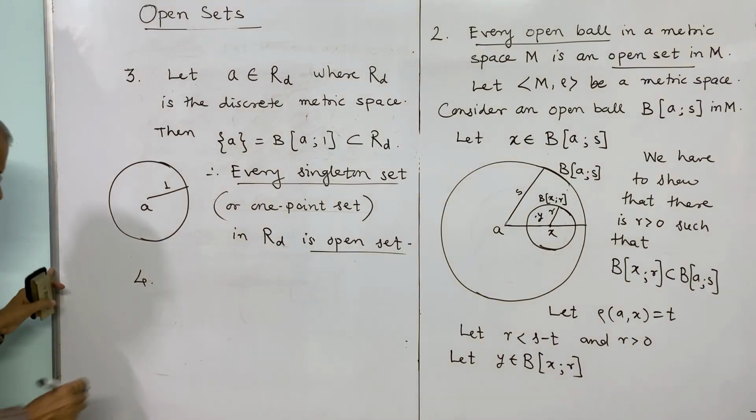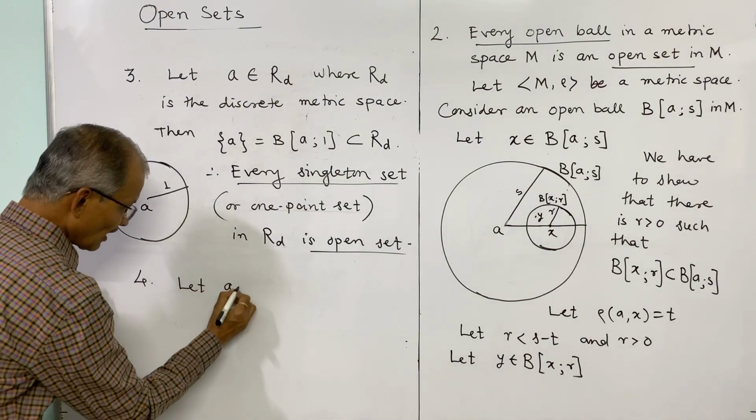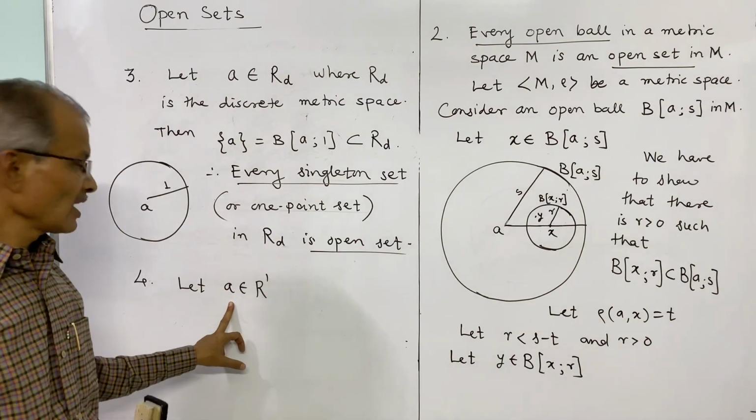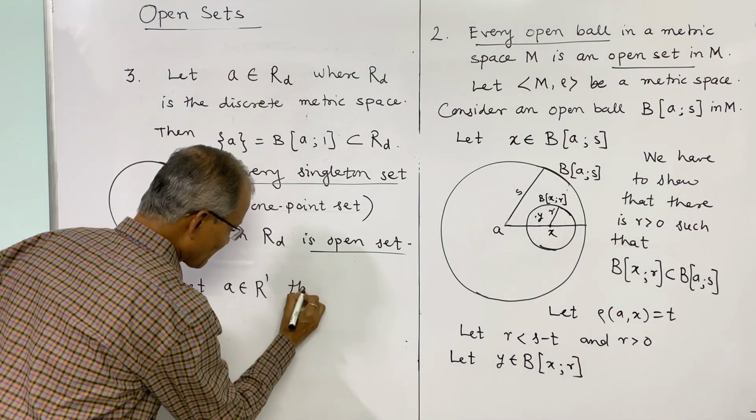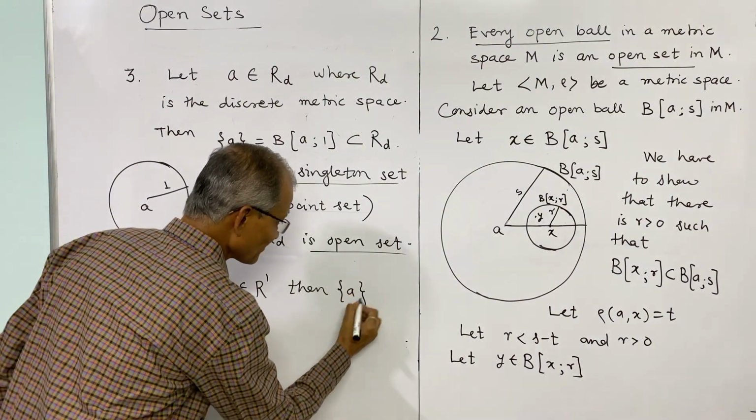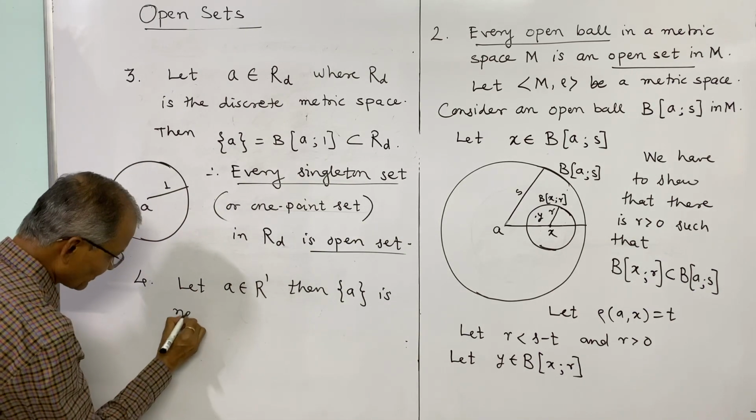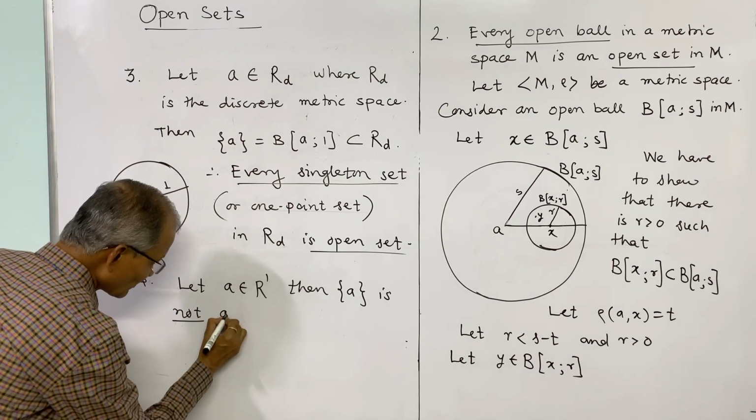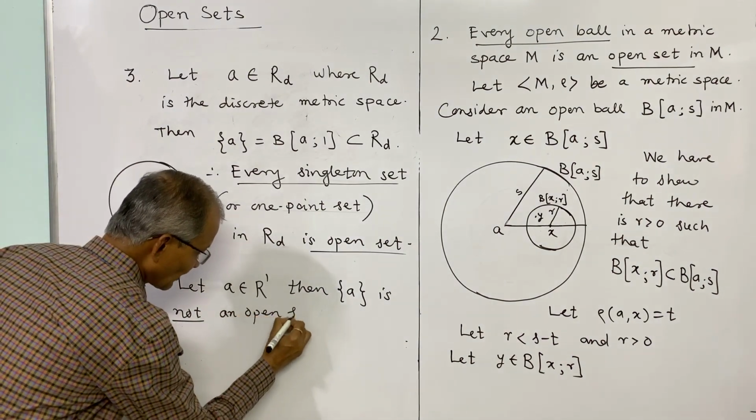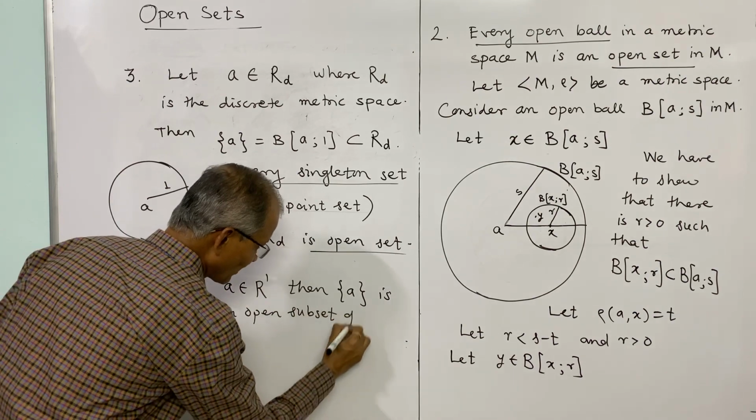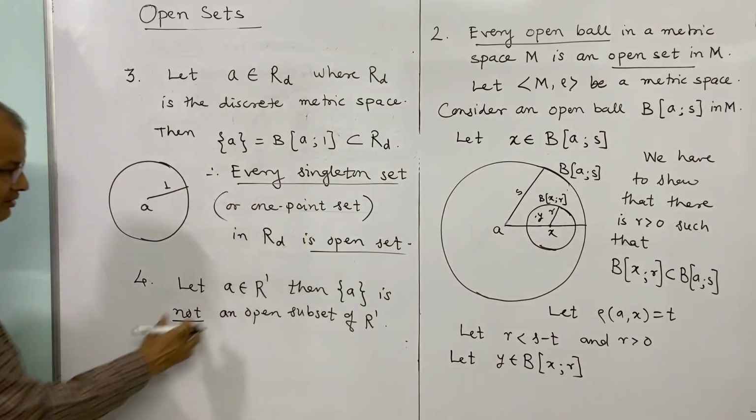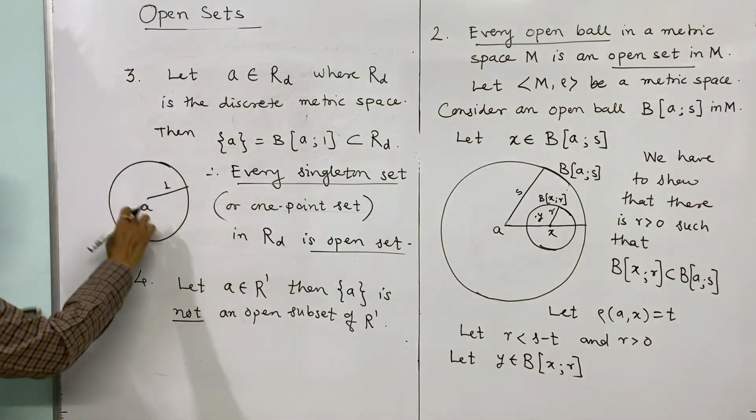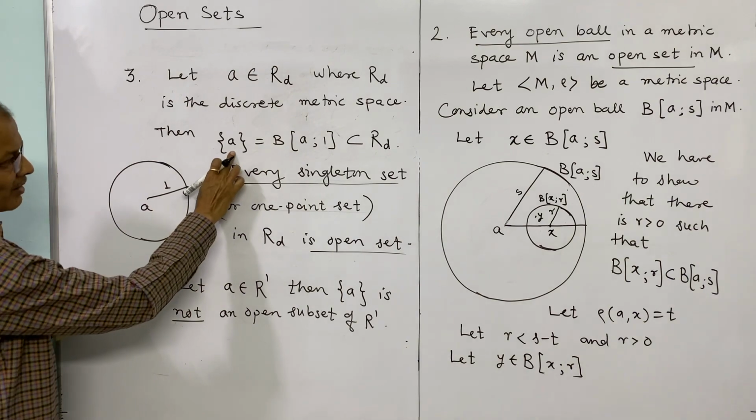And now we will consider, let again A belong to R. Now what happens here for this singleton set A? Then this singleton set A is not an open subset of R1. Why is this not an open subset of R1? Because we construct an open ball around A, and that contains only the point A.